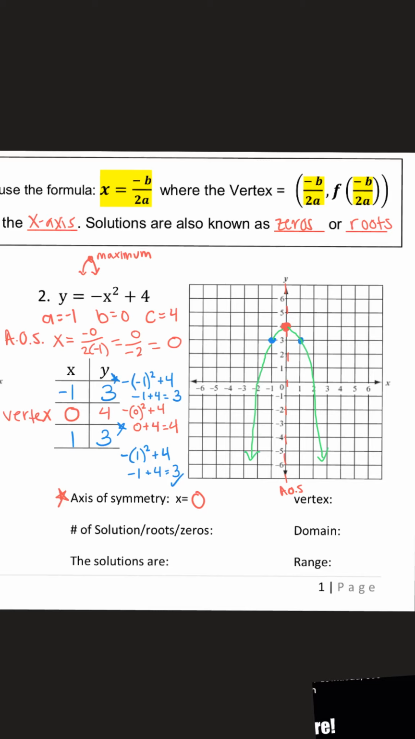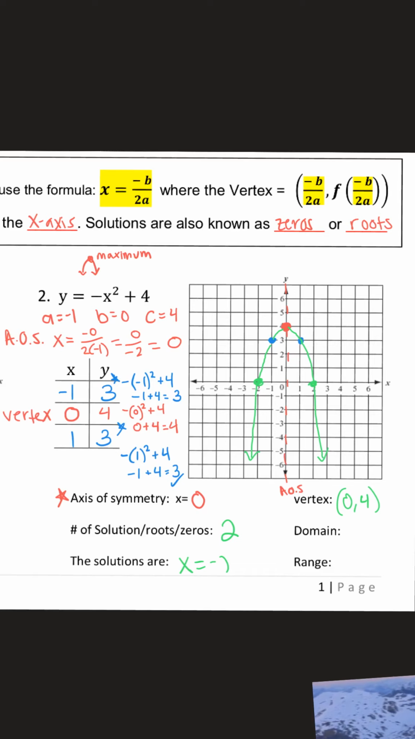Oh, my vertex, I forgot to write. My vertex was at 0, 4. Remember, it's a maximum. Number of solutions, roots, and zeros. Well, the green parabola, the green U, touches the x-axis twice, so there are 2 solutions. And the solutions are, well, it touches the x-axis at -2 and +2. So we're going to go ahead and say x equals -2 and x equals +2 are the 2 solutions.